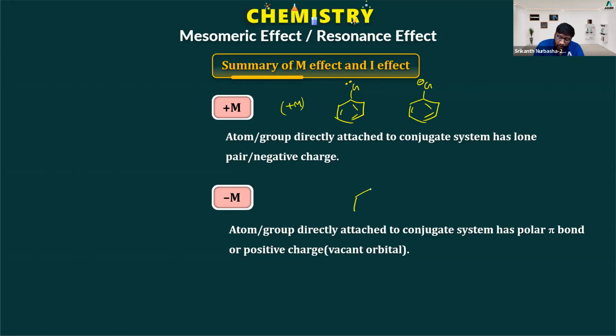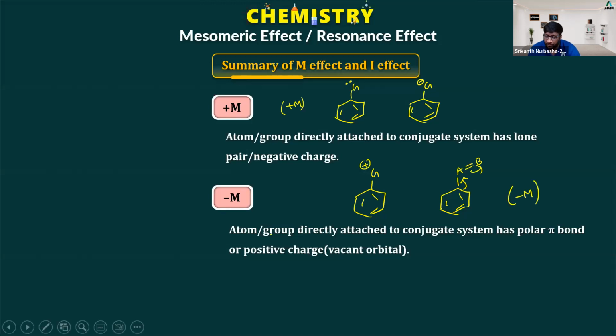Minus M effect means the atom or group directly connected has a positive charge, or it has a conjugated double bond system like A=B, which is polar. There should be an electronegativity difference between A and B. In that case, electron density can move away. So these two cases come under minus M groups. Plus M means an atom or group directly attached to a conjugate system has a lone pair or negative charge. Minus M means an atom or group directly attached to a conjugate system has a polar pi bond, positive charge or vacant orbital. These are the cases of your plus M and minus M effects.